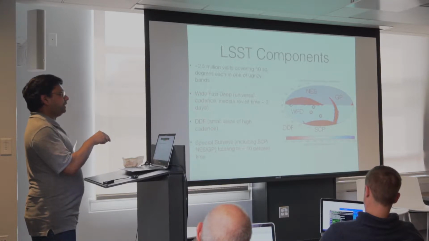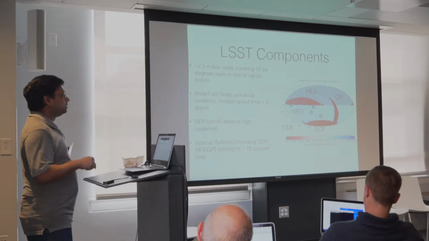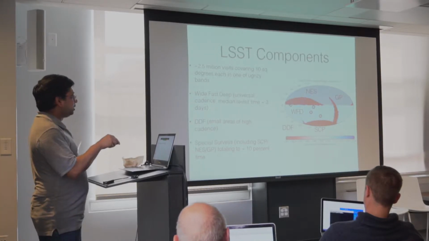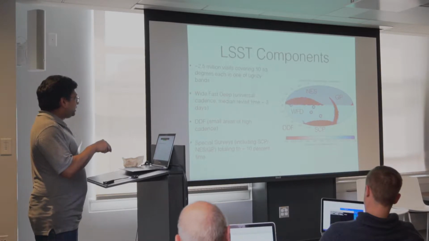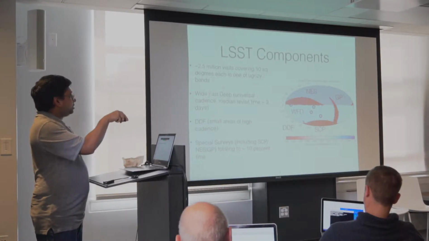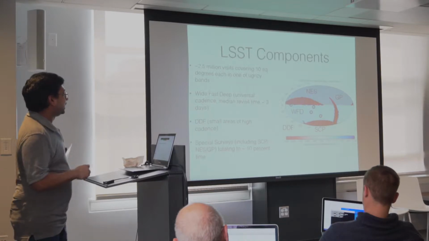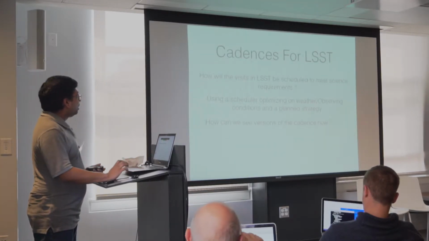The deep drilling fields have much higher cadence. Those are these little dots, but they are really small spatial areas, so each of them is about 10 square degrees. This is the south celestial pole, the galactic plane, and the northern ecliptic spur. Those are special.